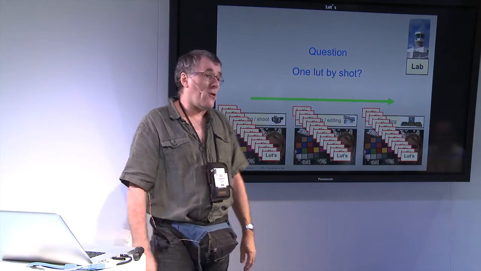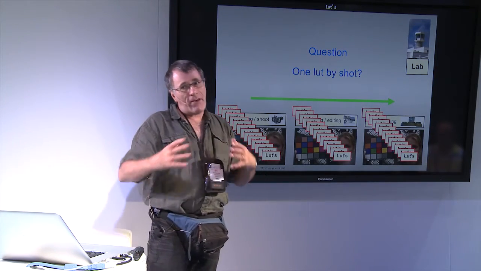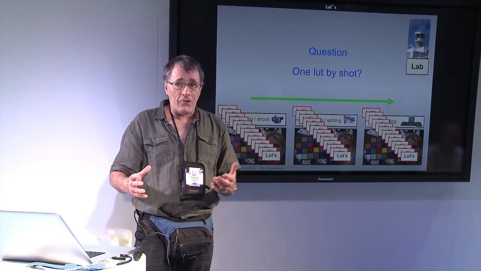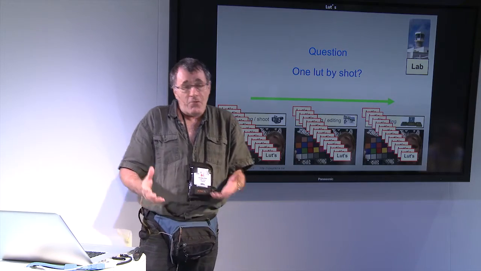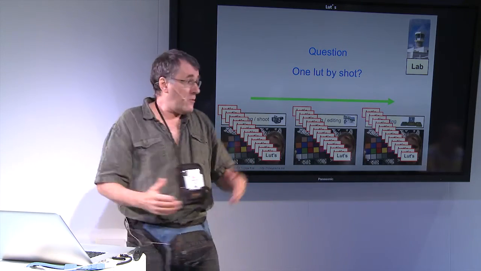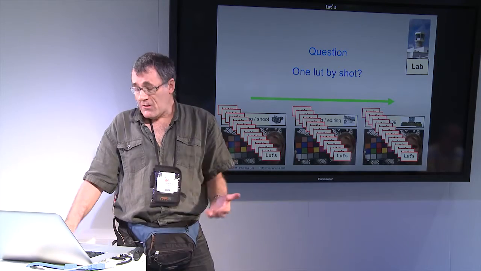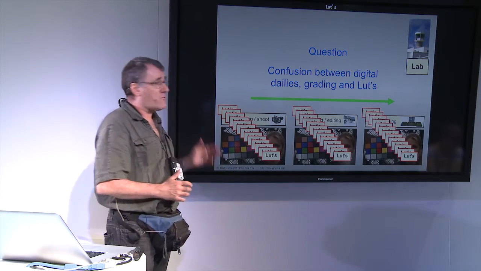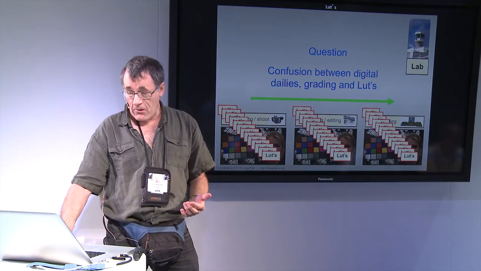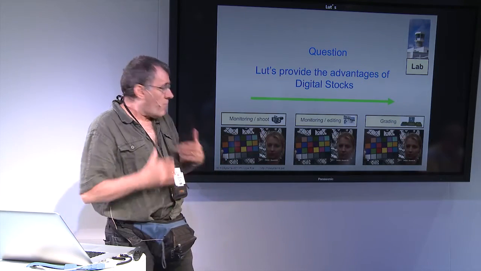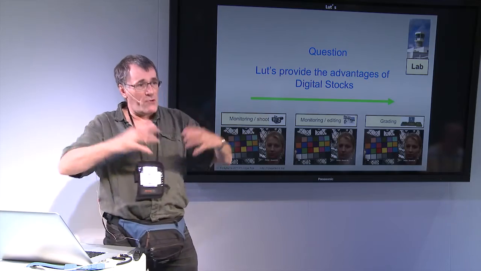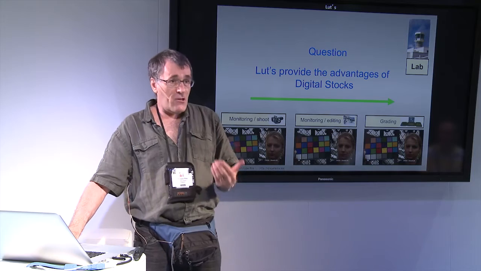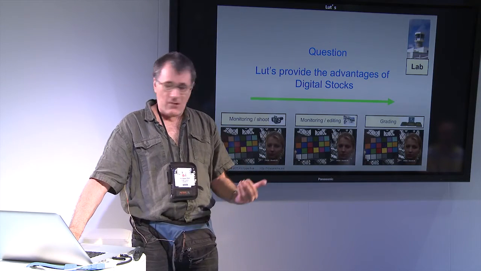So we try to avoid this, because a LUT is like a digital stock. Do we need 20, 25, 30 film stocks? No, we need only 3, 4 maximum. We don't need more than that, and in a way, LUTs are similar. So we have to avoid this confusion between digital dailies, grading, and LUTs. That's a serious matter. So my feeling is we are close to creating something which could be called digital stocks, with the advantage of giving reliability.